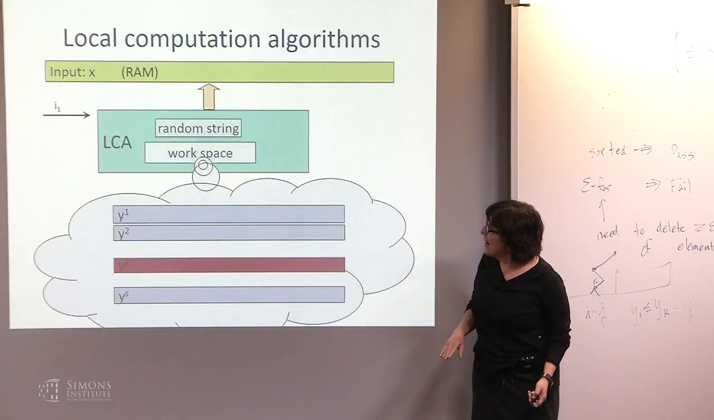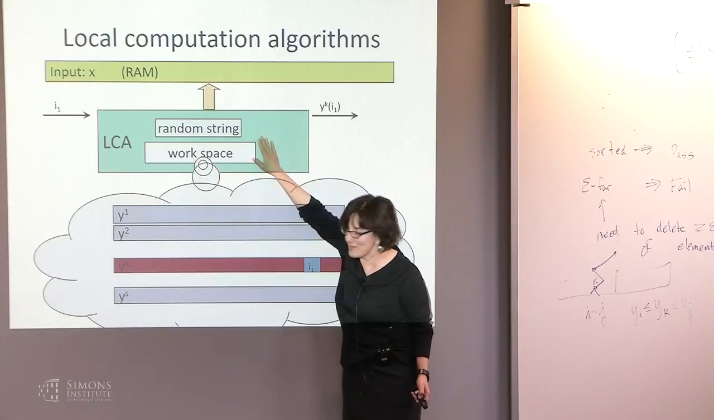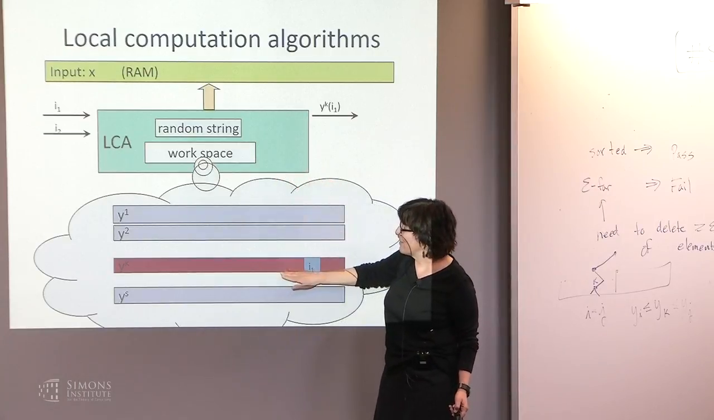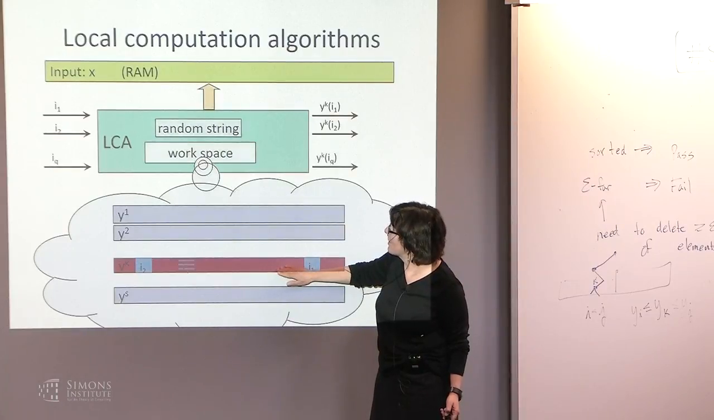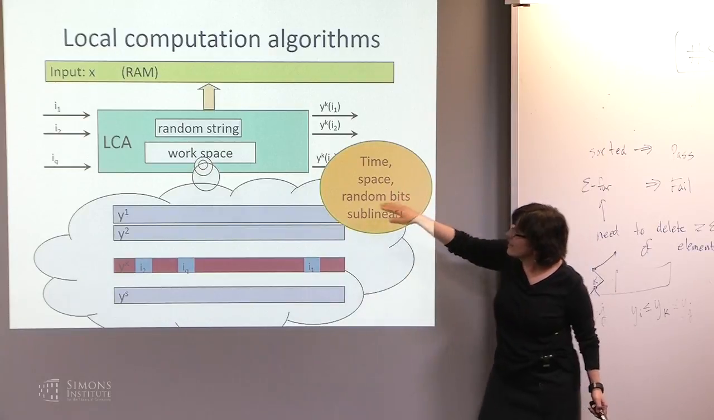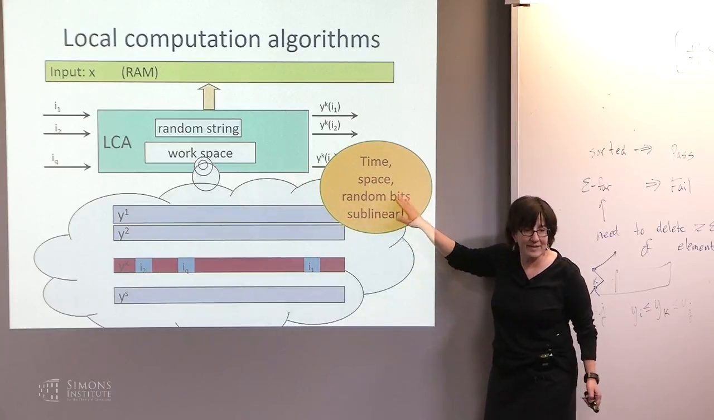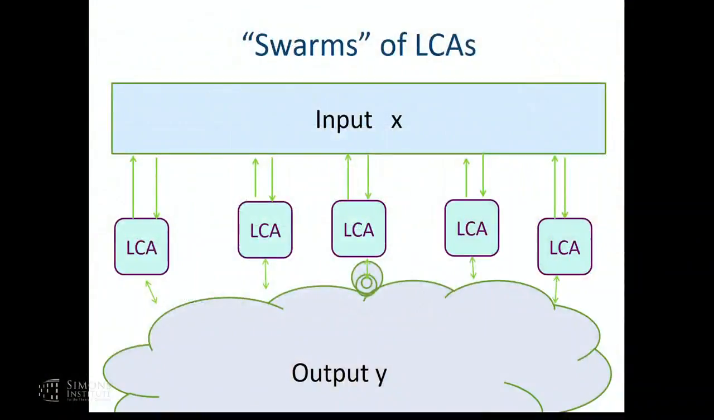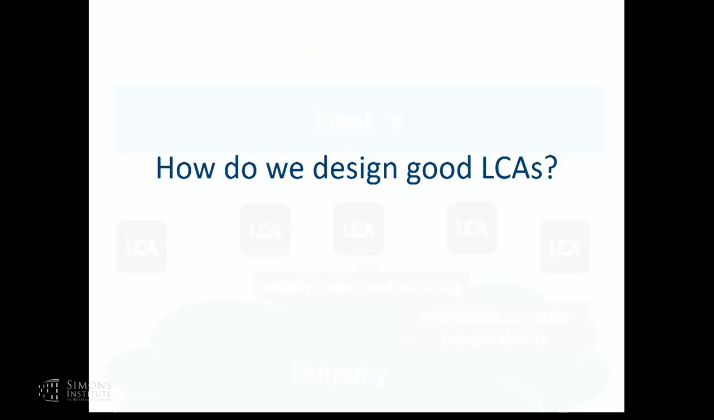So the idea here is there's some random string, it gets flipped once, everybody gets the same random string, and everybody has to answer according to this same answer. We want the time to answer a query, the random string, the workspace, all these things to be sublinear, if possible. So this was the picture explaining how this is me and the TAs and the other faculty teaching this course, and we were all initially sharing a random string, but after that we answered all queries independently.